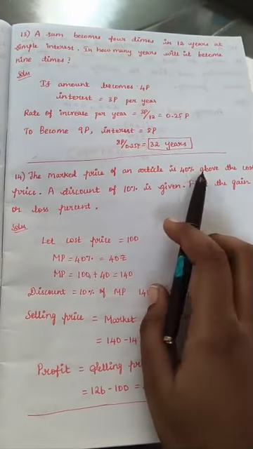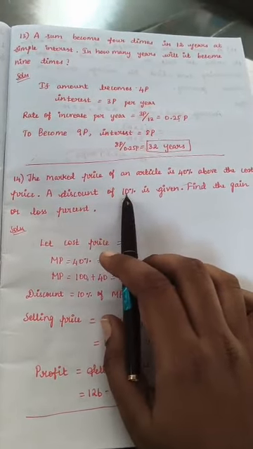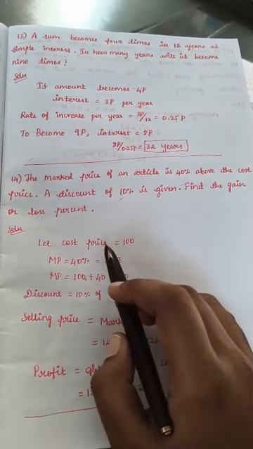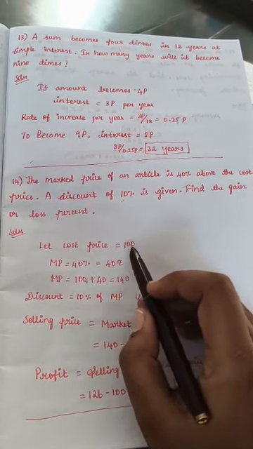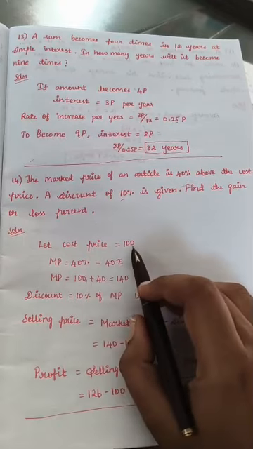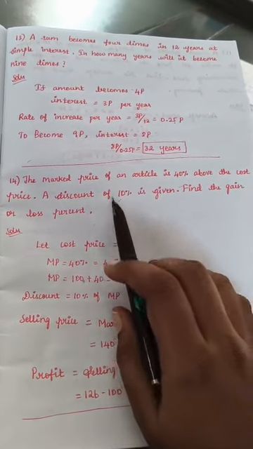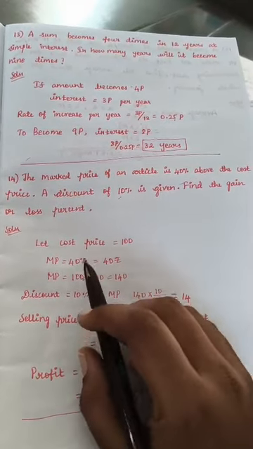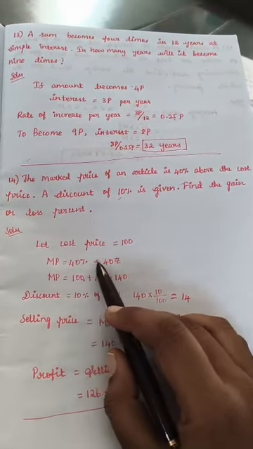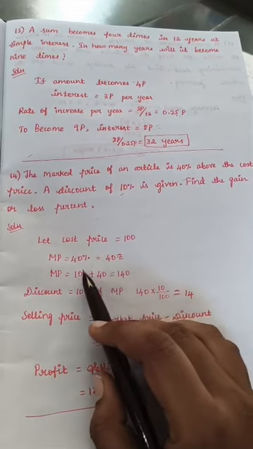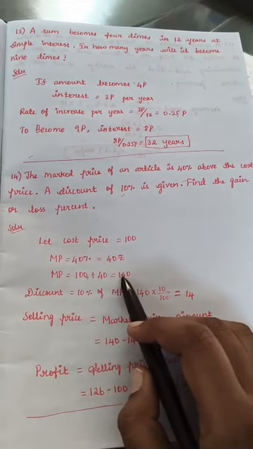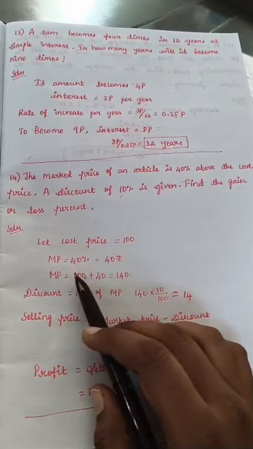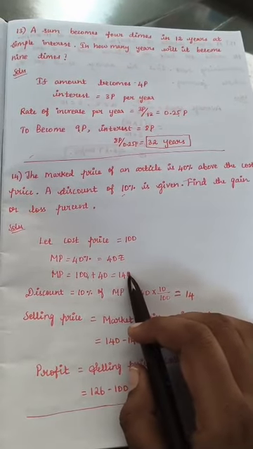So as everything is given in percentage, let's assume the cost price is 100. So let's take the cost price is equal to 100, and for market price it is given 40% above the cost price. So 40%, let's take as 40 rupees. So 100 plus 40 is 140 rupees. So market price is equal to 140 rupees.